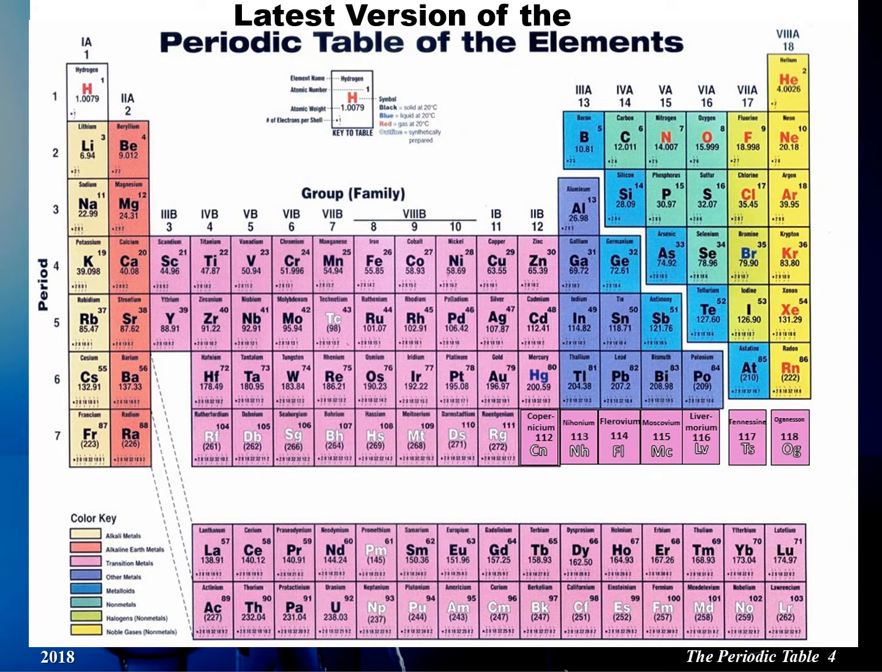This diagram shows the latest version of the periodic table. It includes the most recently discovered man-made elements. The details of how the table is organized will be discussed later in this lesson.